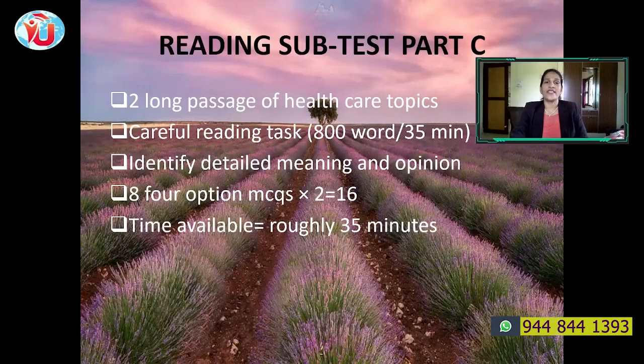Now let's see what the reading subtest Part C is. In the subtest Part C, you have two long passages on healthcare topics. You need to do careful reading. It may have 800 words and you are given 35 minutes to complete the task. You need to identify detailed meaning and opinions. There are four-option MCQs that you need to identify and mark, and the time available is roughly 35 minutes.